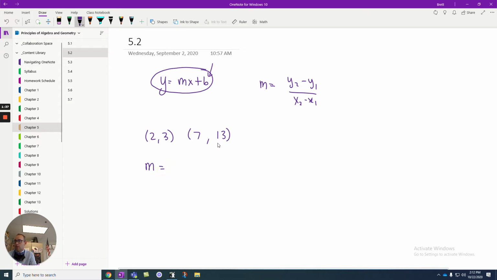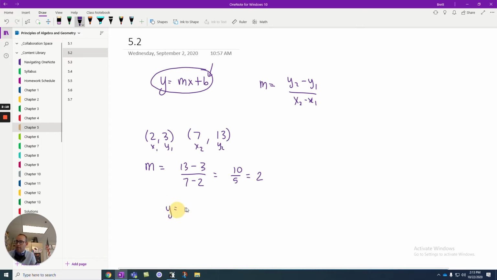M equals the y2, my second y value, minus my first y value. So 13 minus 3 over my second x value minus my first x value. And this evaluates to be 10 over 5, which simplifies down to 2. Now, they won't always simplify down to a whole number, and that's okay. How we proceed from here is going back to our equation.